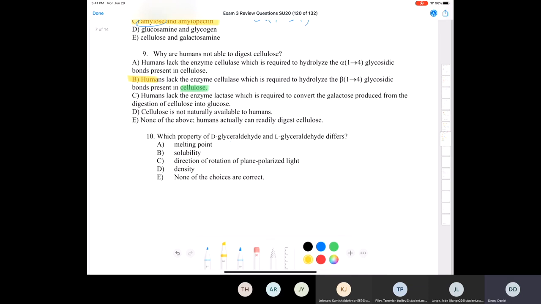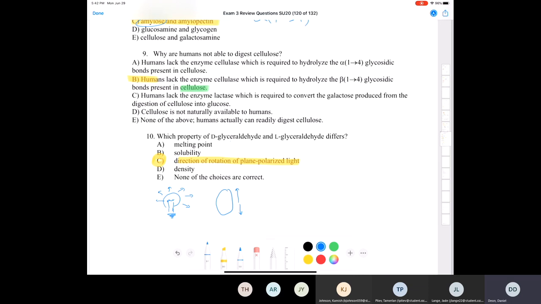Anyhow, number 10 says, which property of D and L glyceraldehyde differ? Who could tell me that? What's the difference between D and L glyceraldehyde? Let's see. Tyler says C. Absolutely. It's going to be the direction in which they rotate plane polarized light. And I went over that with you guys a little bit. You have your light source, and we said that light comes out going in all directions. And then you shine that light through a polarizing filter so that you only end up with the light going in one direction like that.